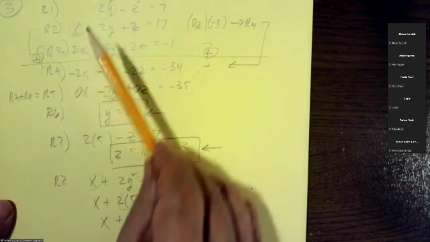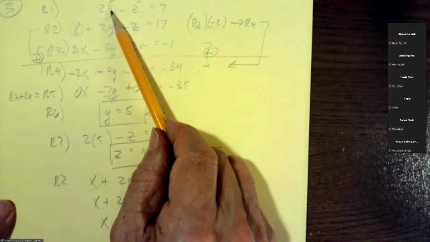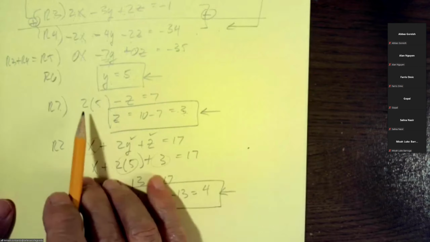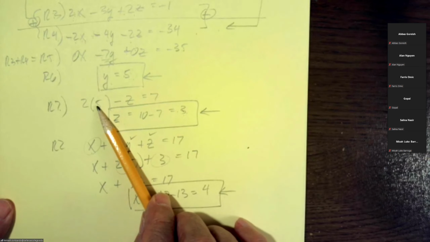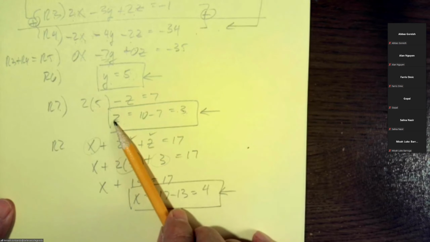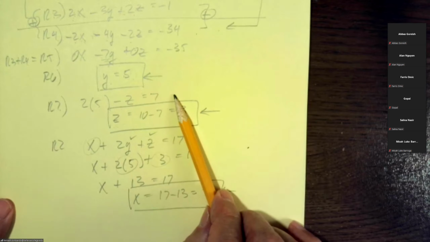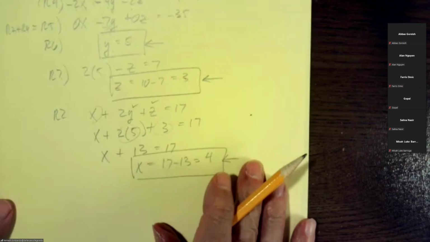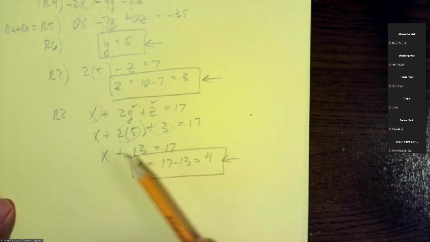Then we looked above and said, if we substitute 5 for y in equation 1, I can solve directly for z. That's what I did. So when I solved for z by substituting 5 for y, I got z equals 10 minus 7, move the z to the other side, move the 7 to the other side. Z is 3. And similarly, we solve for x in equation 2.